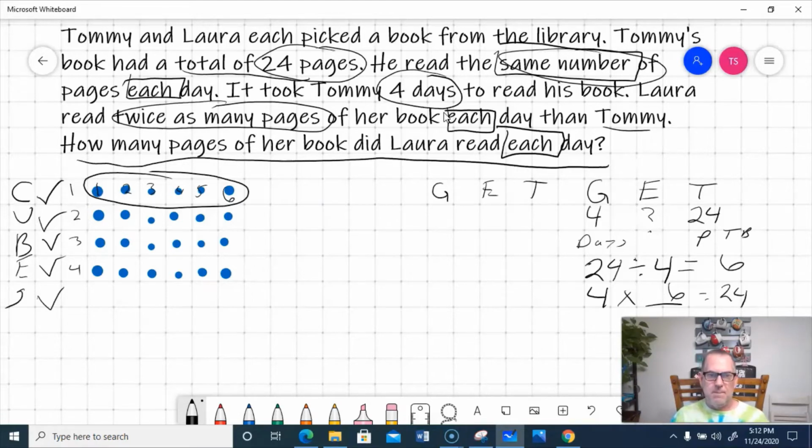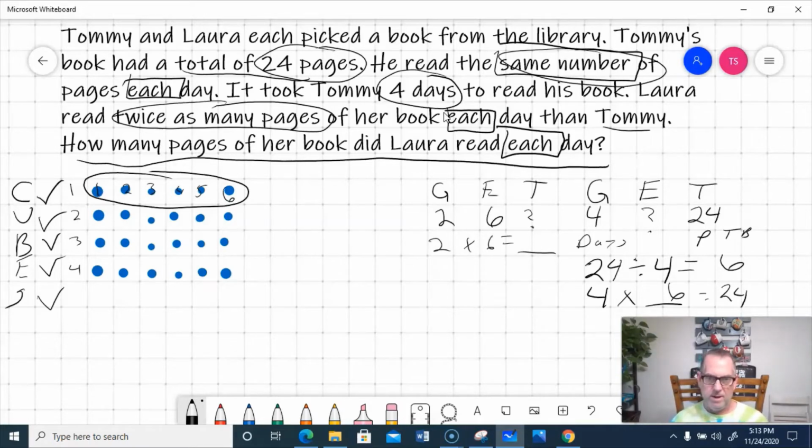So I'm going to guess that the each is going to be 6. That's going to be how many pages Tommy read. And there's 2 groups right there. So I'm trying to figure out the total. Whenever I'm talking about equal size groups and I'm trying to figure out what the total is, that sounds like a multiplication problem. So that would be 2 times 6, and we need to figure out what 2 times 6 equals, and that'll tell us how many pages Laura read each day.